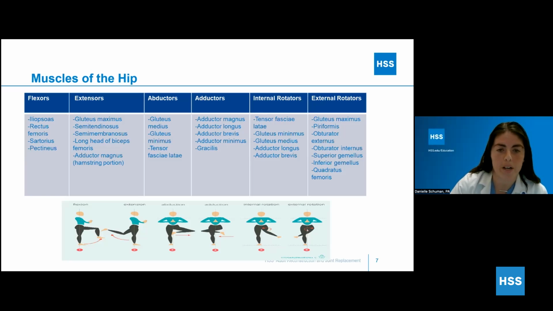Hip abductors allow for movement of your leg out to the side, as if you're going to do a side lunge. Hip adductors allow for movement of your leg, for example, if you're going to go from a side lunge back to center, standing up straight. External rotators allow for you to sit, for example, with your legs crisscross. And internal rotators allow for twisting movement of your thigh inward towards your hip.